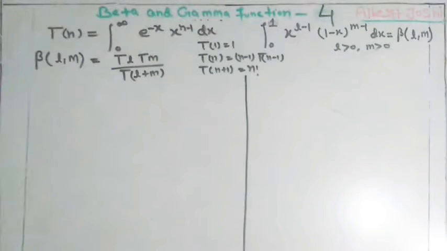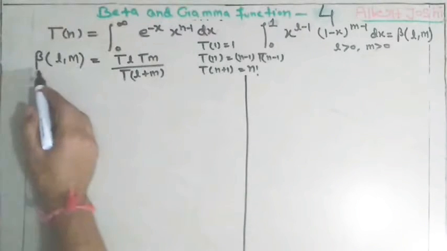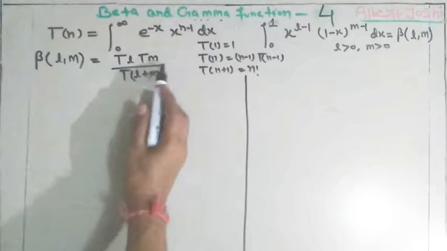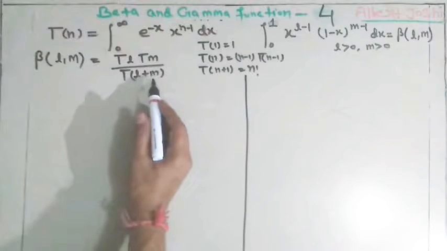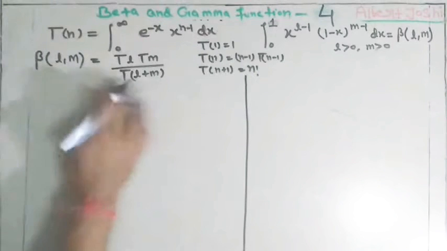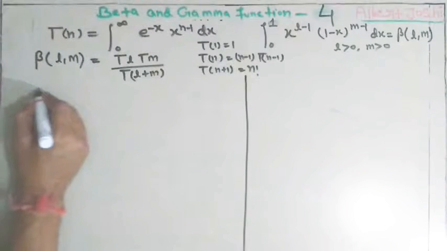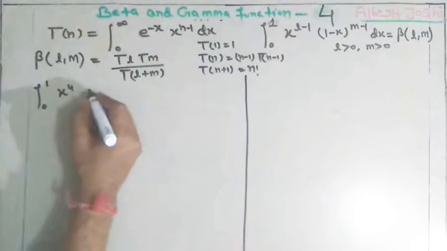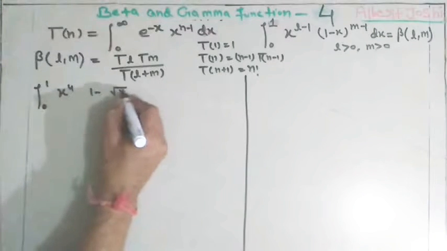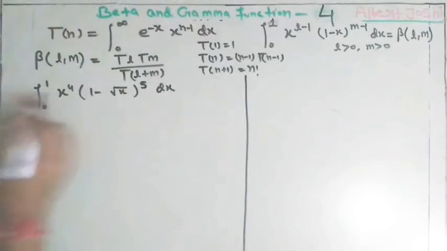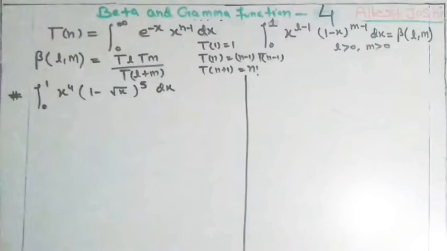Hi friends, now in this lecture, last time we solved beta(l, m) = gamma(l) gamma(m) / gamma(l + m). Suppose in your exam they ask for an application of this, for example, the integral from 0 to 1 of x^4 (1 - sqrt(x))^5 dx. They can give you any question. I am just putting this question.